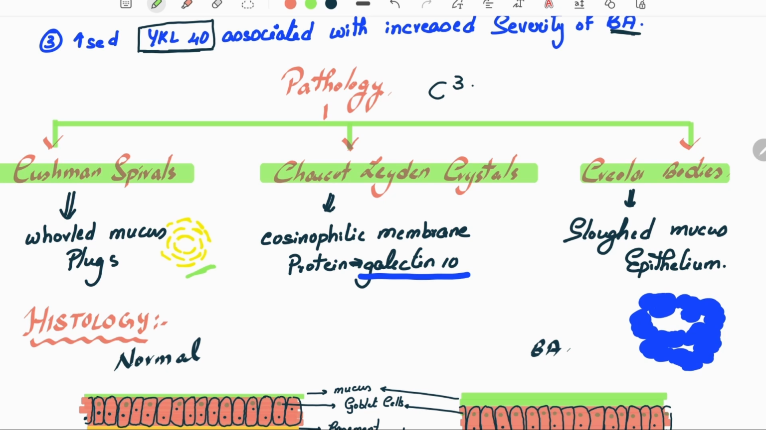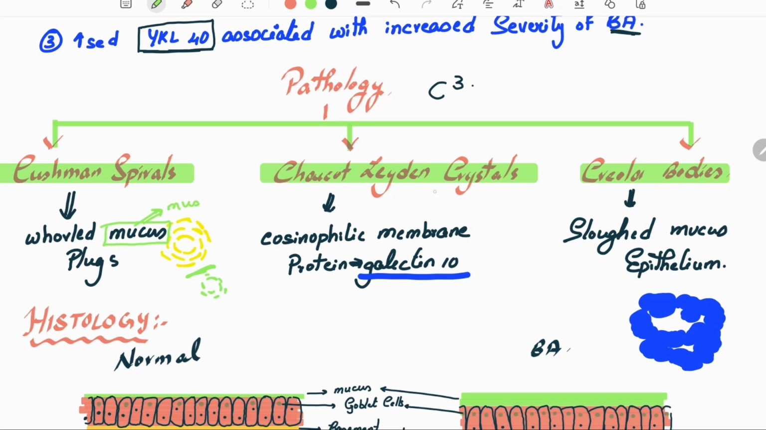At present we are discussing the respiratory system. In the respiratory system, we always come across the word mucus. So there is a whorled appearance of mucus plugs, like mucus arranged in a kind of circular shape. These are called Curschmann spirals.